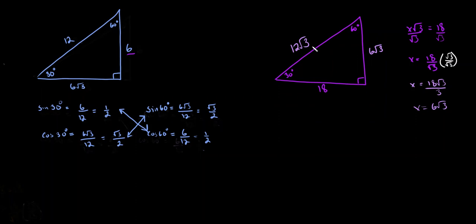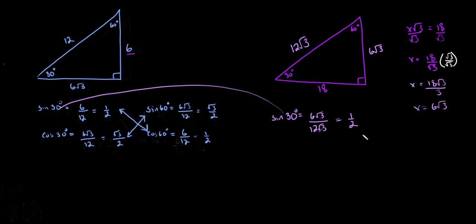Okay, and just like in the previous problem, I actually want to do sine and cosine of both of these. Okay, so let's do sine. Let's do sine of 30. Now if we do sine of 30, opposite, 6 root 3 over hypotenuse, 12 root 3. The root 3's cancel. 6 over 12 is 1/2. So notice, these are equivalent. And that's because it's sine of the same angle. Sine of 30 degrees is always going to be 1/2 every single time.